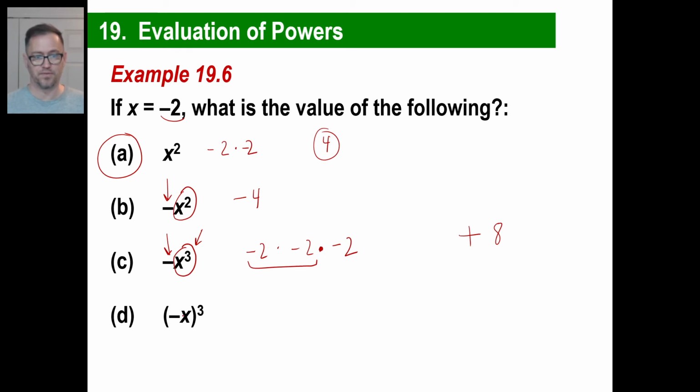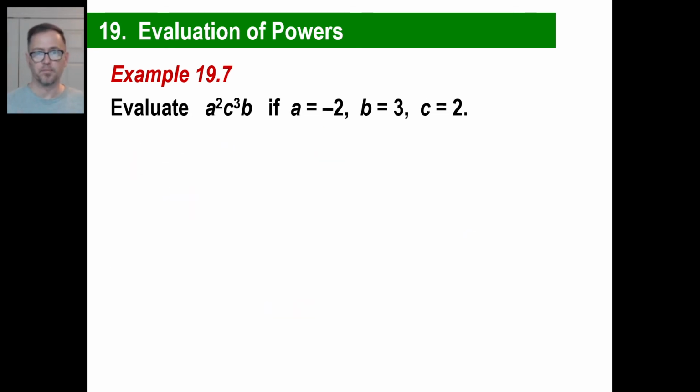Now here's a doozy. The opposite of x, well, let's look up here. X is -2. Well, if x is -2, what's the opposite of x? It's +2, right? So what they're actually asking is, what's the opposite of -2, cubed? Well, the opposite of -2 is just plain old 2. 2 cubed is 8. Boom, there's your answer. Done. All right? Pause and copy this one.